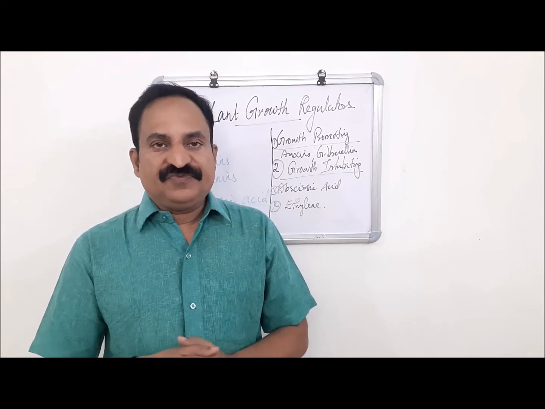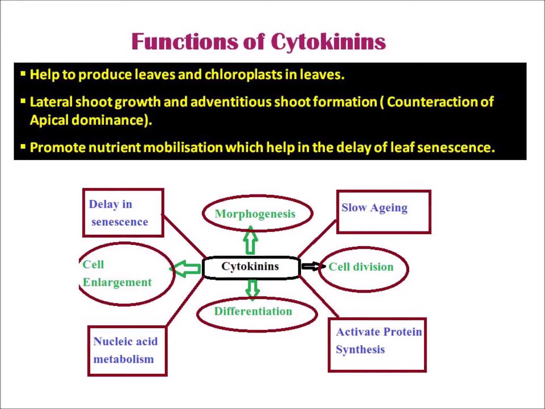Have a look at the functions of cytokinins. Cytokinins help to produce leaves and chloroplasts in leaves, lateral shoot growth and adventitious shoot formation, that means counteraction of apical dominance. They promote nutrient mobilization, which helps in the delay of leaf senescence. More functions are given in this flow chart.